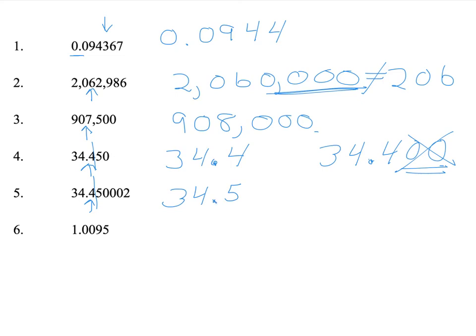And then the last one, I round to 3 significant digits, so I'm going to round to the second 0, to that place, the hundredths place. And that, I look to the right, it's greater than 5, so this will be 1.01. Again, leaving off the zeros.